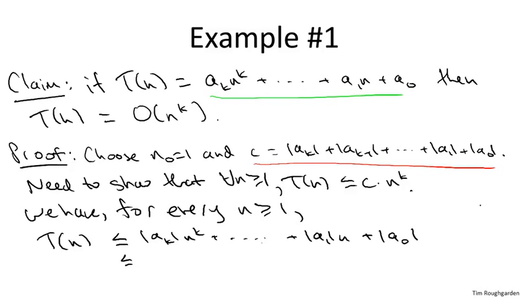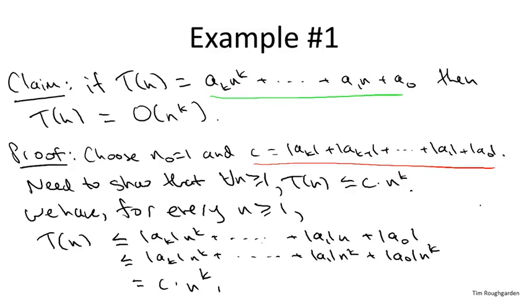Now the coefficients are all non-negative, so the overall number only goes up. So this is bounded above by the absolute value of ak n to the k, up to absolute value of a1 n to the k plus a naught n to the k. I'm using here that n is at least 1, so higher powers of n are only bigger. And now you'll notice this, by our choice of c, underlined in red, this is exactly equal to c times n to the k. And that's what we had to prove.